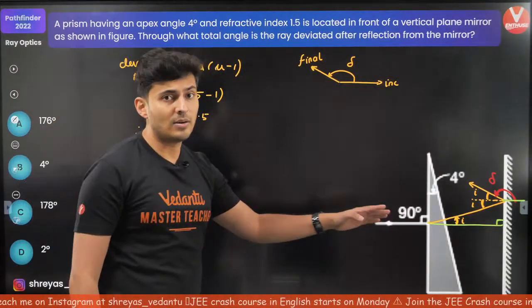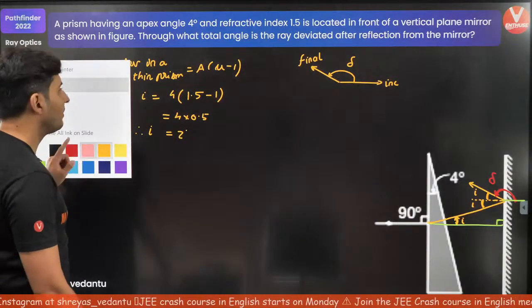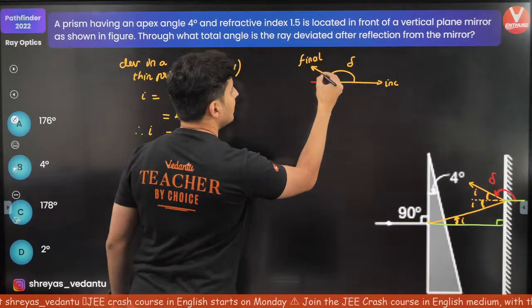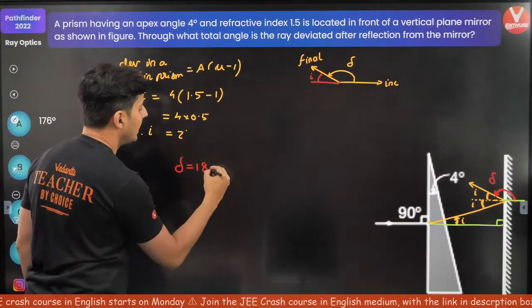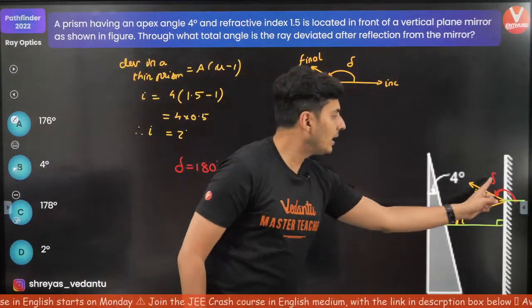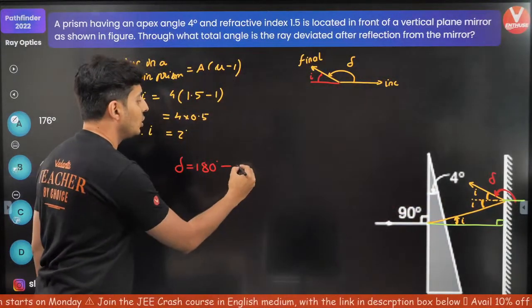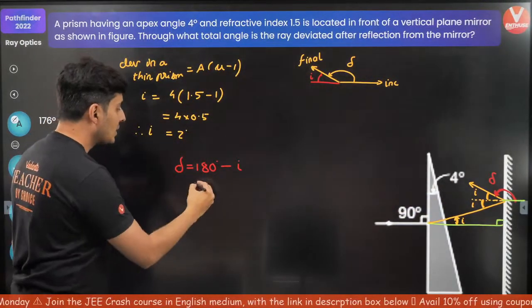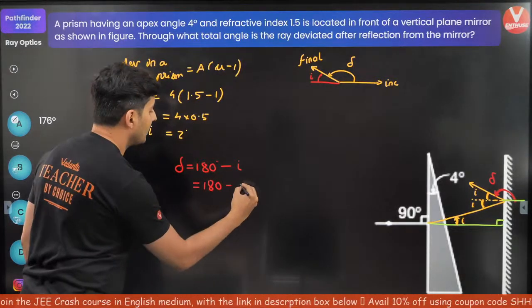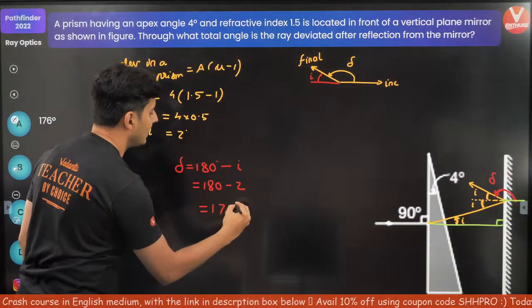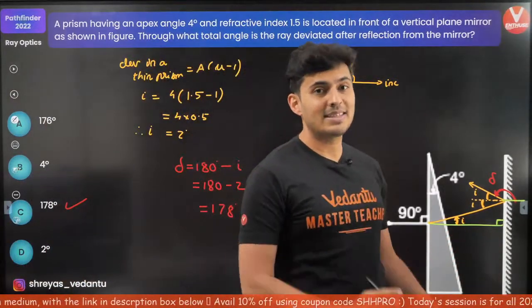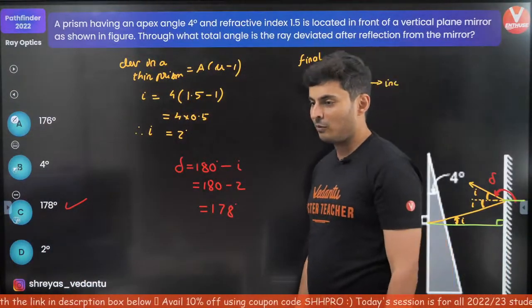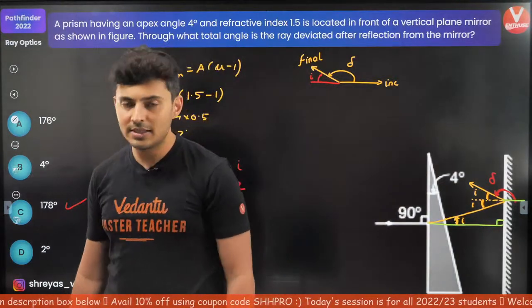But I don't want the value of I, I want the value of delta. So what will be delta? Look at this. This is basically your I. What will be delta, guys? Delta will be 180 minus, not 2I, just I, be careful about it. So that will be 180 minus 2, which is 178 degrees. Is it there in the options? Yes. Many people mark 176, which is wrong. 178 degrees.